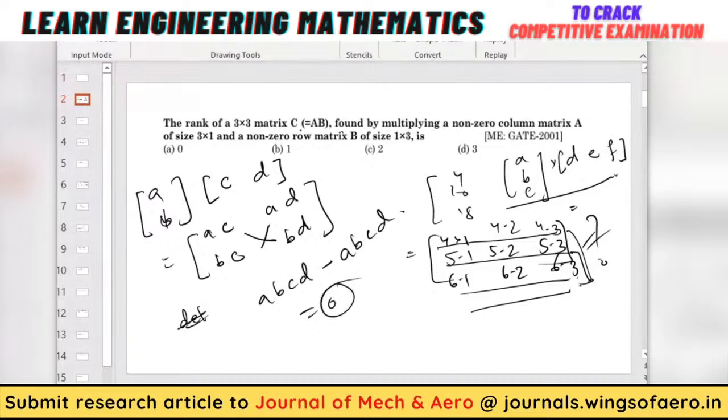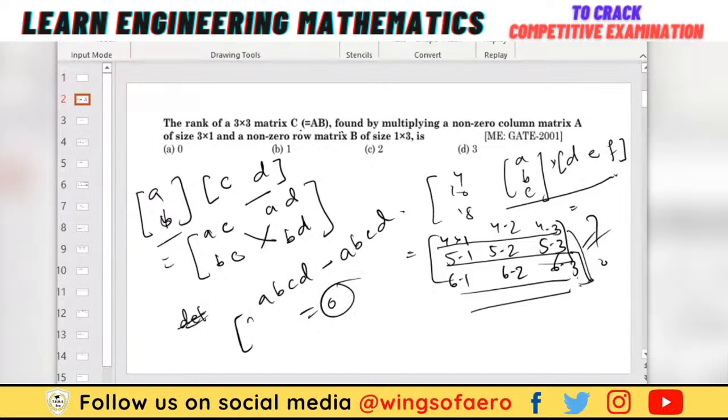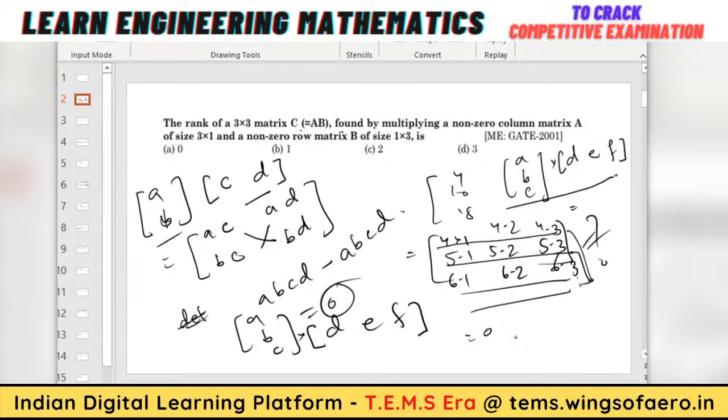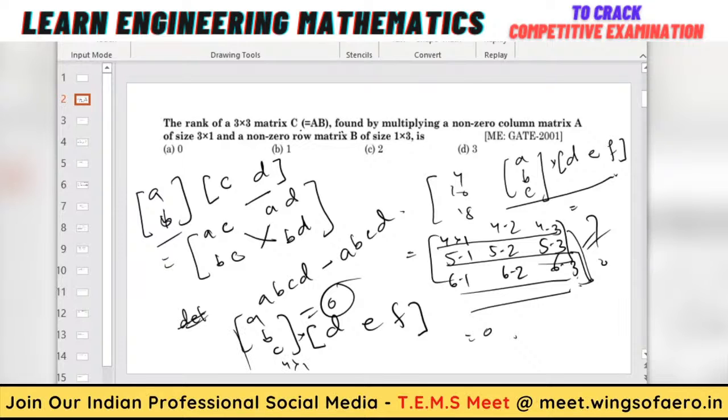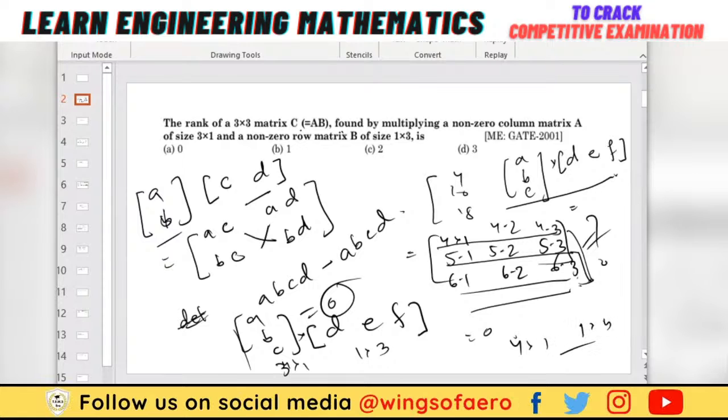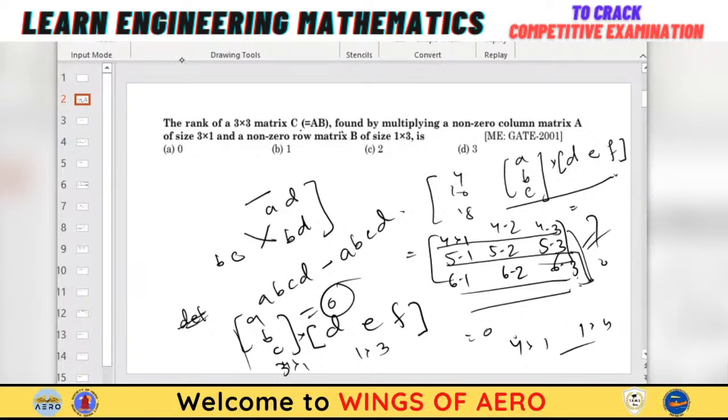So, if it is extended to 3 cross 3, that is ABC, and into DEF, also the multiplication determinant will be 0. This is 3 cross 1, this is 1 cross 3. If the matrix is 4 cross 1 and 1 cross 4, also the determinant is 0. Okay, remember this is a very useful technique to find out the rank if this kind of situation occurs.